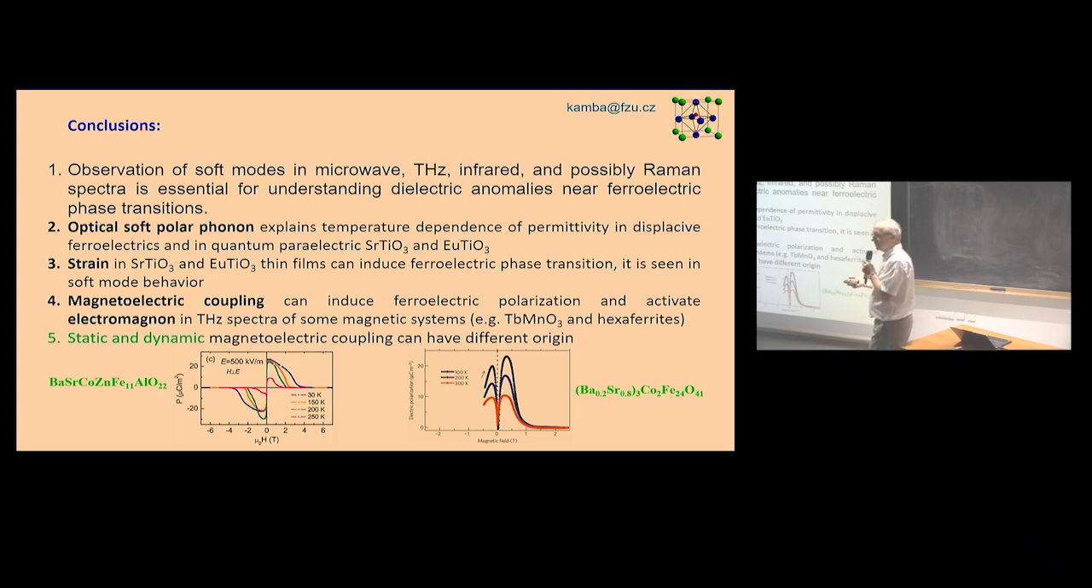The dynamic magnetoelectric coupling activating electromagnons can be different, not necessarily, but in some cases, from the static magnetoelectric coupling responsible for static polarization. You can see in hexaferrites that you have, in this case, a completely different change of polarization versus magnetic field. Thank you for your attention.